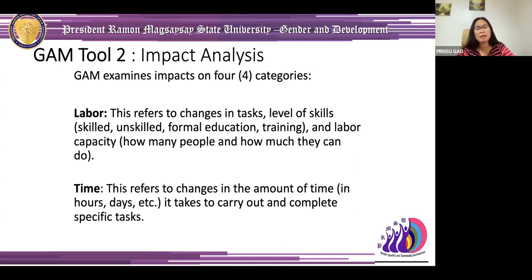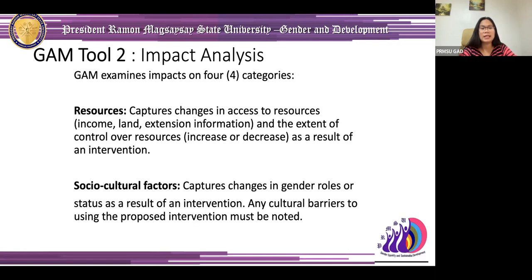Now yung time naman, this refers to the changes in the amount of time na nag-work sila, na mas napapabilis po ba yung production nila? Mas nagiging maganda yung return kasi mas mabilis yung production. So mas nakakapag-produce sila ng mas maraming product. So there, time is also analyzed. And then we also have resources. Sa resources naman po, we look into how the following factors are affected. Pwedeng income, land, extension information, or control over resources, kung nag-increase ba, nakakagamit po ba sila ng resources na yon.